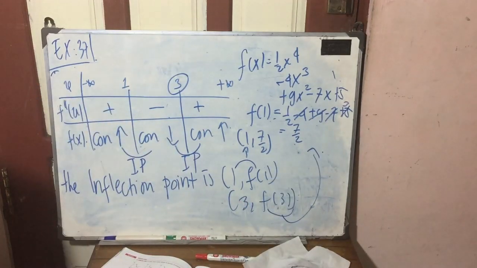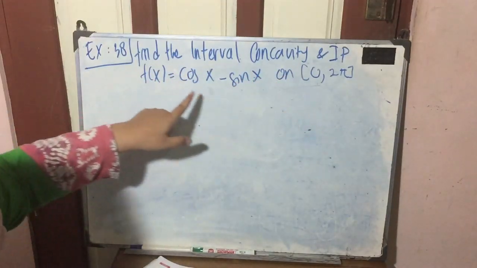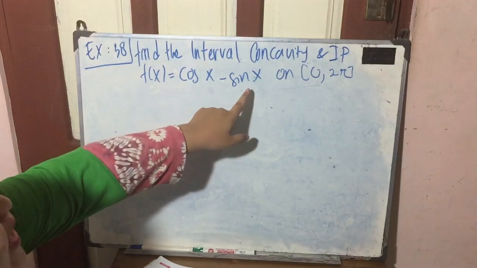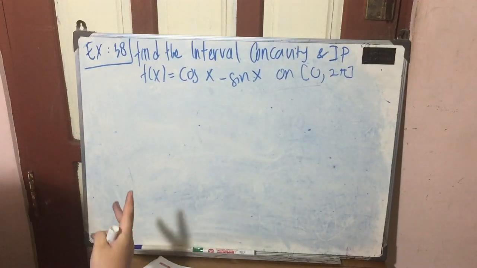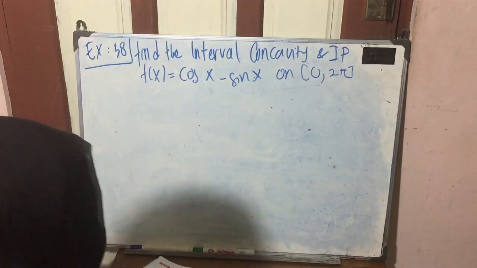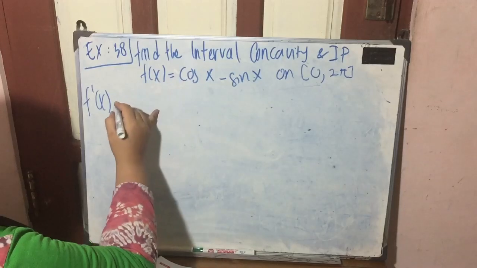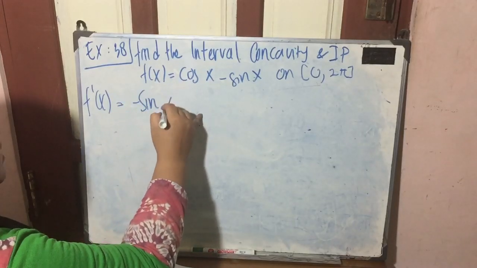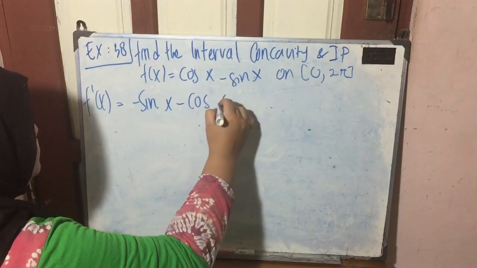Okay everyone, so we will go to the next question. Find the intervals of concavity and the inflection points of f(x) equals cos x minus sin x on 0 to 2π. You need the second derivative. The first derivative: the derivative of cos is minus sin x, and the derivative of sin gives minus cos x.